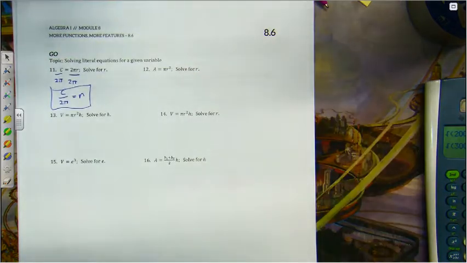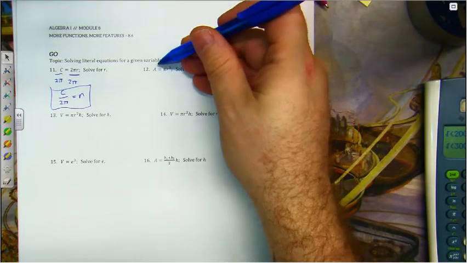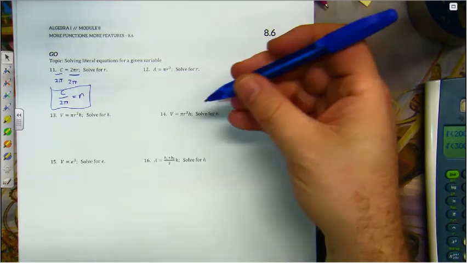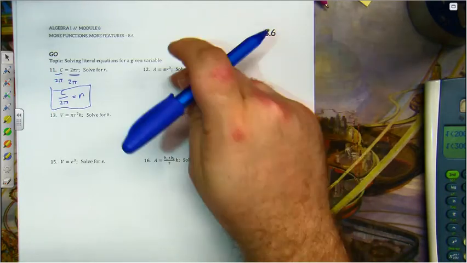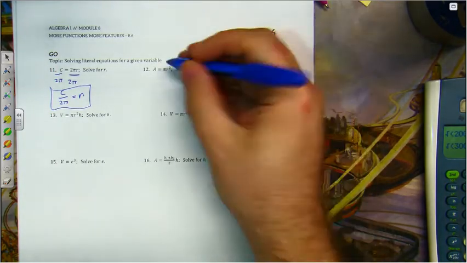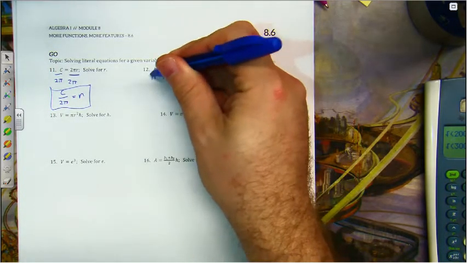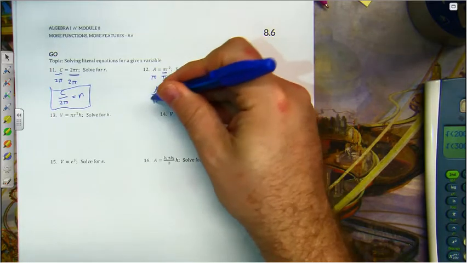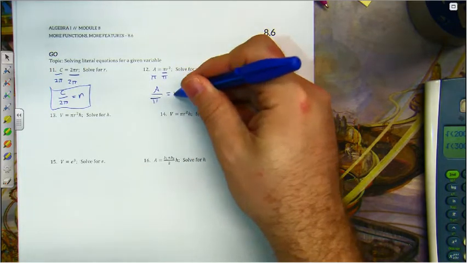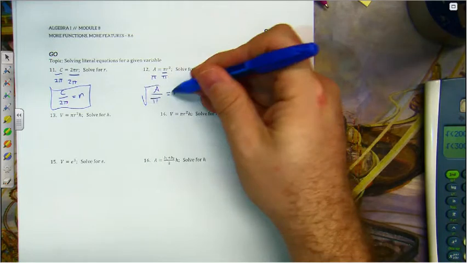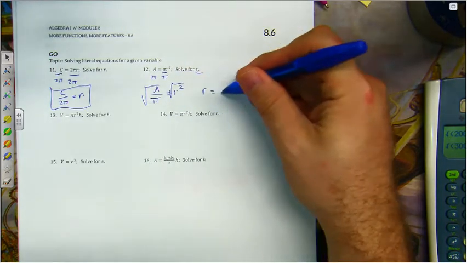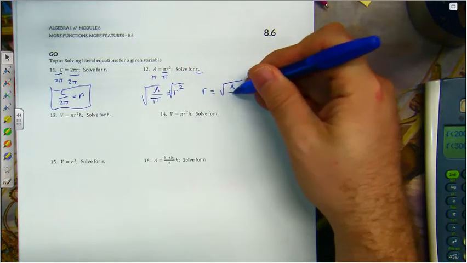But the rest of these are a little bit more complicated because they have squares. So for example, this is the area of a circle. Area equals pi r squared. And we want to get r by itself, so we need to divide by pi. So we have a over pi equals r squared, and then we need to square root it. So that r equals the square root of area over pi.